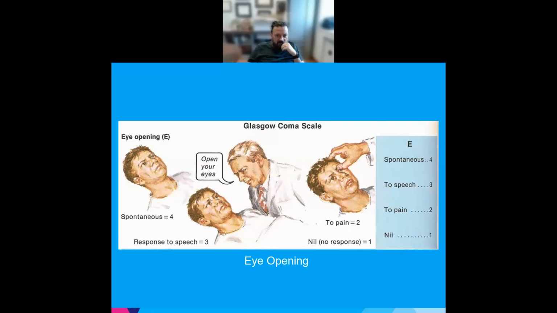So again, I won't belabor this point, but for eye opening, if they have spontaneous eye opening, meaning you don't have to speak to them to get them to open their eyes, that's a 4. If you tell them to open their eyes and they do it, or you make a sound or start talking and they open their eyes, that's a response to speech, a 3. If they only open their eyes to some sort of noxious stimulus, whether that's a supraorbital pinch or a trapezius pinch, then that would be a 2, and if they don't open them, that's a 1.